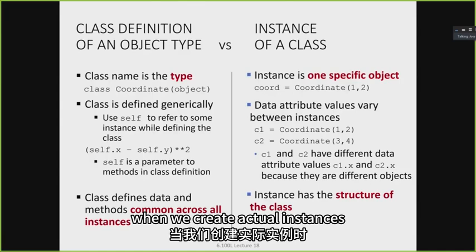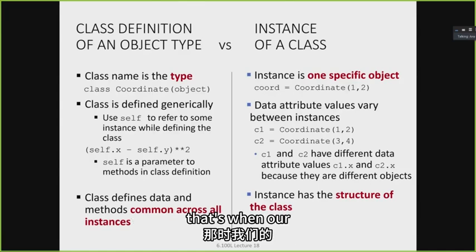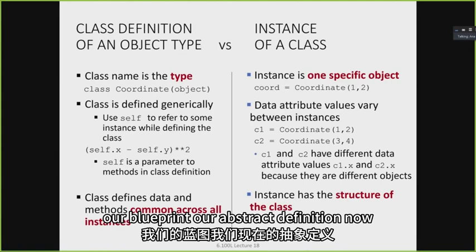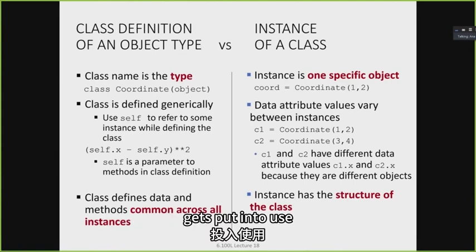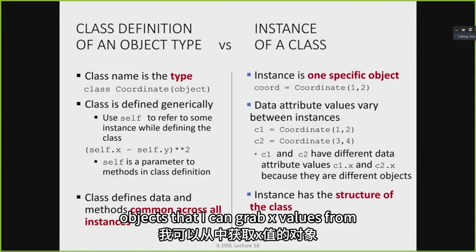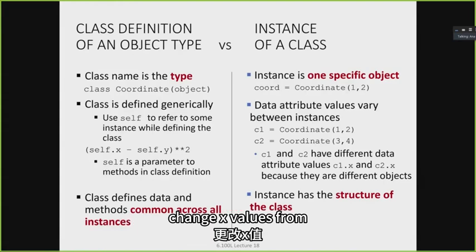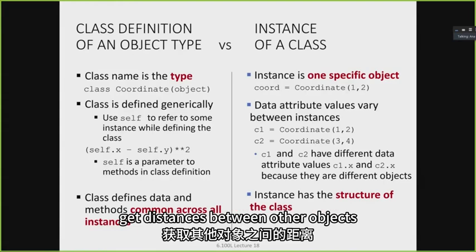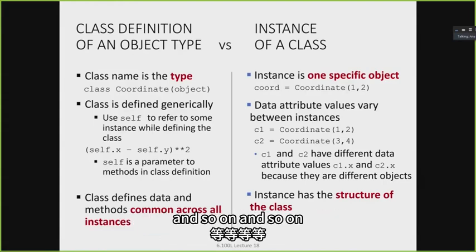When we create actual instances, that's when our blueprint, our abstract definition, now gets put into use, and now I'm creating actual objects that I can grab x values from, change x values from, get distances between other objects, and so on and so on.